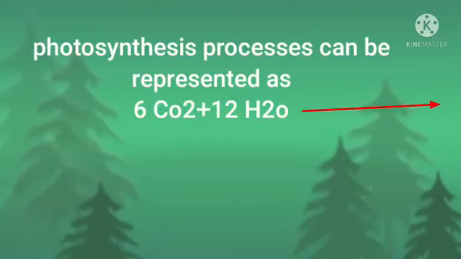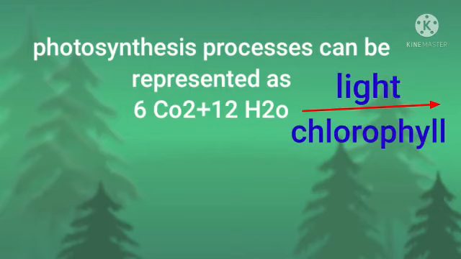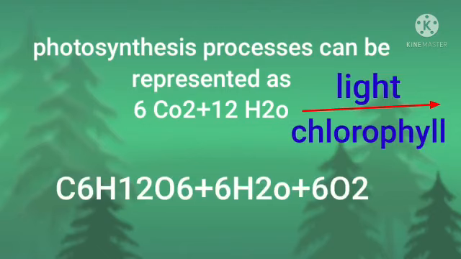Photosynthesis process can be represented as 6CO2 plus 12H2O, in the presence of light and chlorophyll, gives C6H12O6 plus 6H2O plus 6O2. CO2 means carbon dioxide, H2O means water, C6H12O6 means glucose, O2 means oxygen.